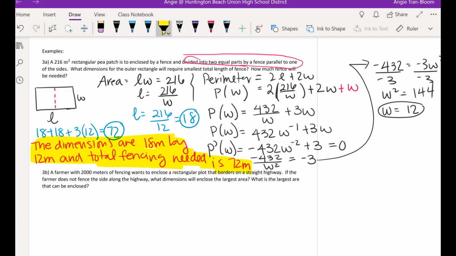Let's do the same one, or similar, I wouldn't say the same, for 3B. So take a minute to copy that down. If you need to, don't forget you can always hit pause, right?